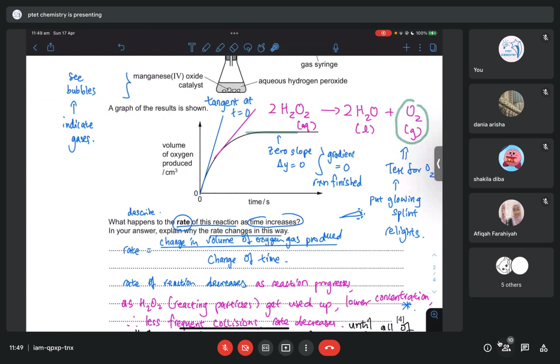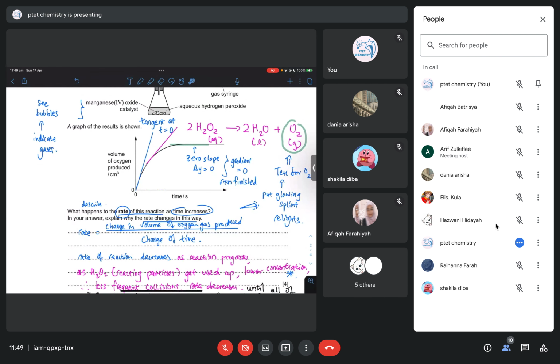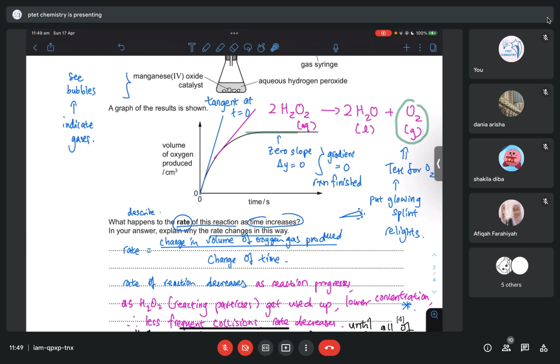Will it change the volume of oxygen products when I use powdered catalyst? So let me ask, what do you think, Shakila? Will changing it to powdered catalyst change the amount of product I get? Will that happen? Shakila? Hello, are you there, Shakila? Sorry, sir. Yeah. I'm talking about using a powdered form of catalyst. Will it change the volume of oxygen produced? Yeah. No, because this is amount.